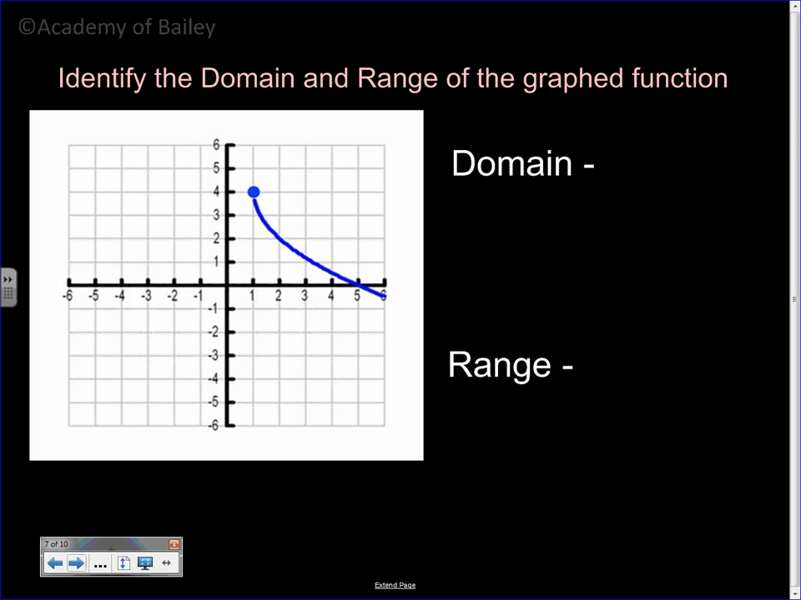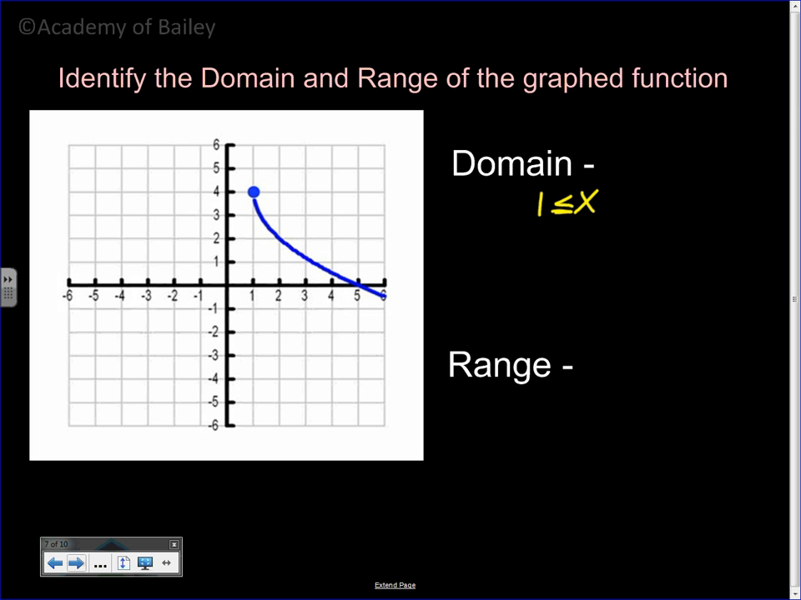So let's identify the domain, which talks about the x values, which is the horizontal axis, the axis that goes left and right. So if we look, right here is the smallest x value, and we notice that it has a closed dot. If it has a closed dot, that means it does include 1. If it's an open dot, 1 is not a choice. So the smallest value is 1. This is what it looks like if it's an open dot. But a closed dot means we have to include 1, so we have to put the equal to sign there.